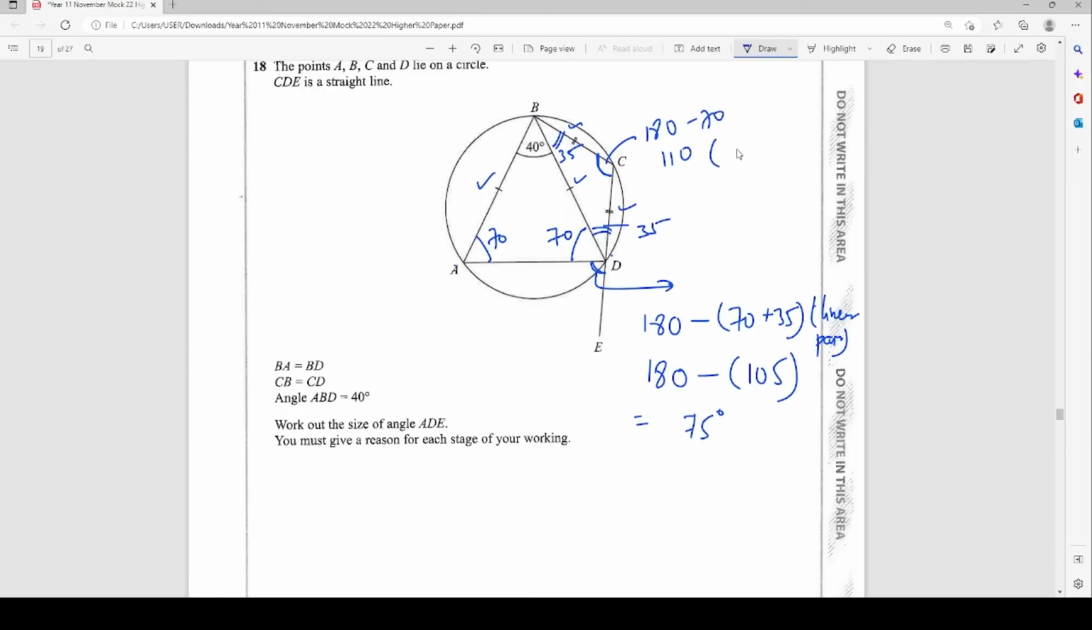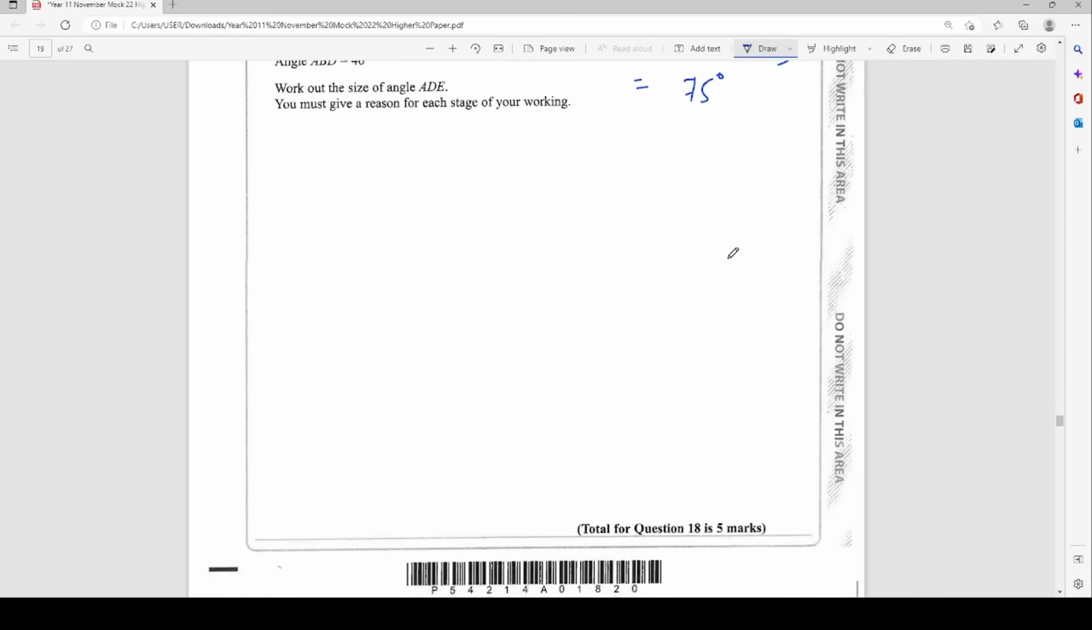This is again cyclic quadrilateral. This is again angles in a triangle, the sum of all angles should be 180. Again, you can use isosceles triangle. Yeah, so this much reasoning should be fine.